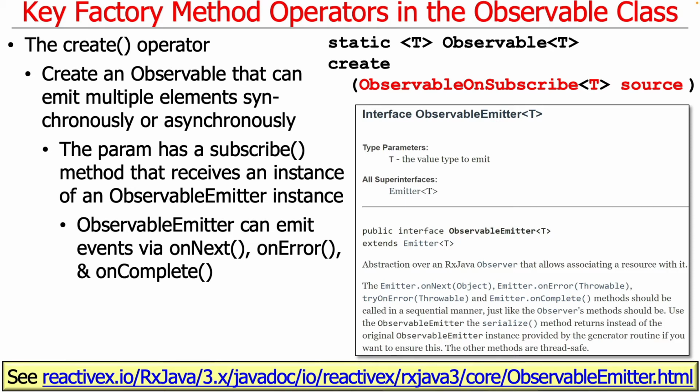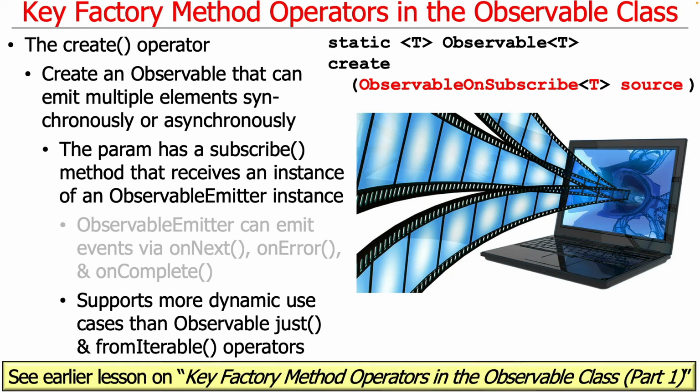ObservableEmitter can emit events using various methods like onNext, onError, and onComplete. And what's cool about it is that these things can run in a different threading context and emit them to go back up through the stream. And therefore, you can use create for much more dynamic use cases than the simple factory method operators we talked about before, like just, from iterable, from array, from callable. So it gives you more flexibility to do a wider range of things and kind of chain stuff together in different thread contexts.